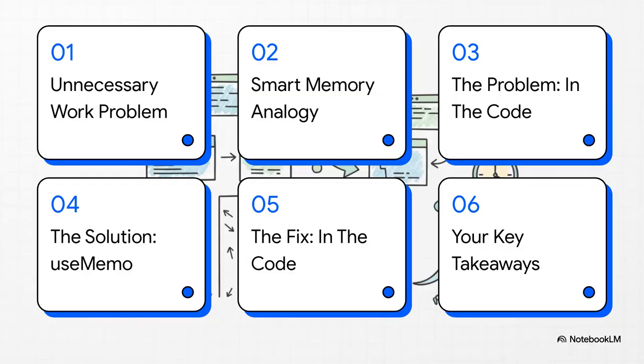So here's what we're going to cover. We'll start by defining the problem of unnecessary work. Then we'll use a simple analogy to get our heads around it. We'll see the problem in real code, introduce the useMemo solution, then go back and fix that code. And finally, we'll wrap it all up with the key takeaways you need to know.